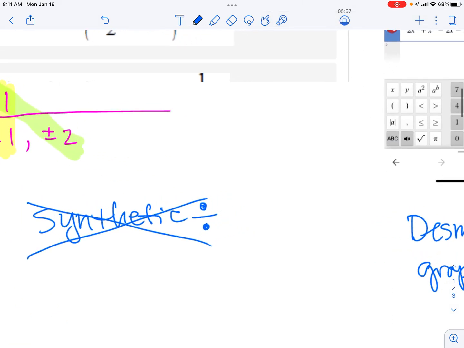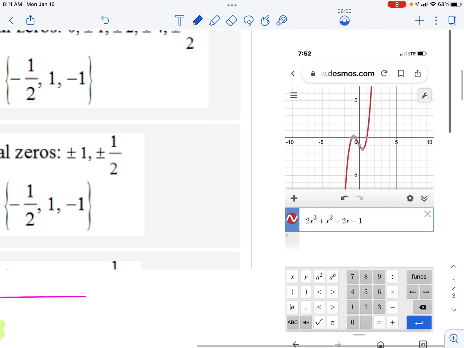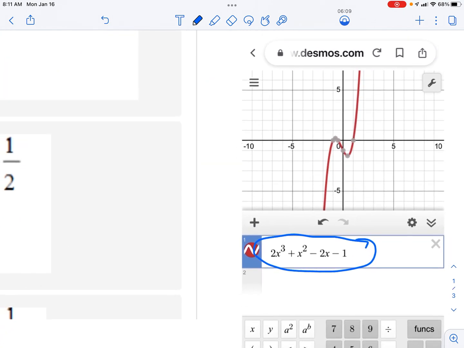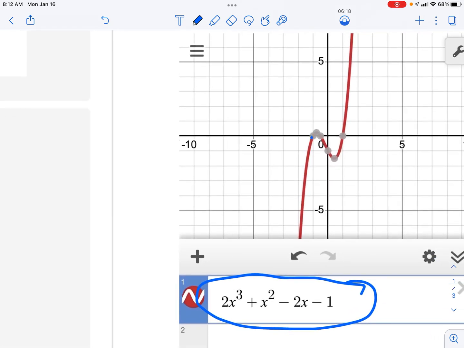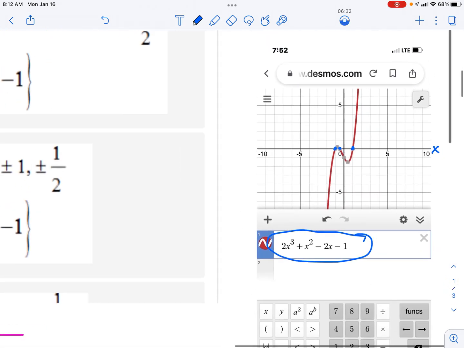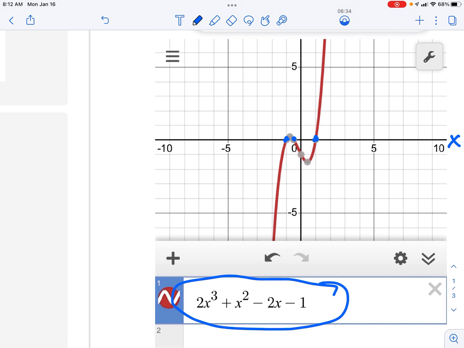The first thing, I'm going to make this a little bit bigger so we can see it better. You can see that I plugged in the function right here, 2x to the third plus x squared minus 2x minus 1. As I plug in each term, you see the graph beginning to build. So this is what your graph looks like. Here's the x-axis. We're looking for those parts of the graph that actually cross over or touch the x-axis. I'm sorry, x isn't 0 there, y would be 0.